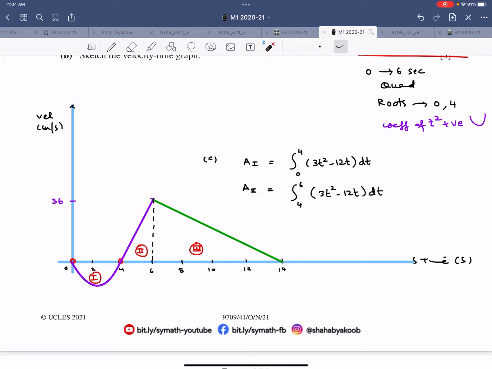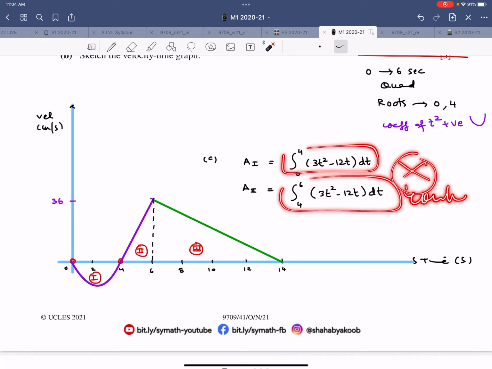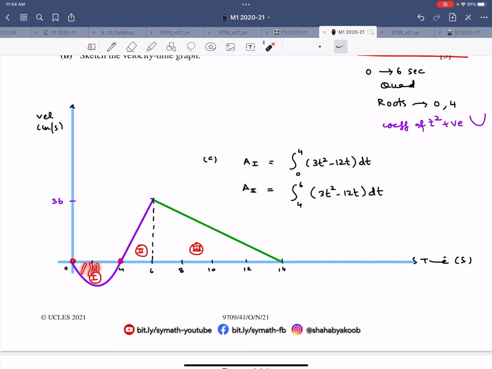Do not combine this, and this cannot be combined. Why? Because this area is below. This will come out to be negative, and then you would remove the negative sign. This area is above the x-axis. This will come out to be positive. So let me label it. This area will come out to be negative. Ignore negative sign. This area is above x-axis, so it will come out to be positive.